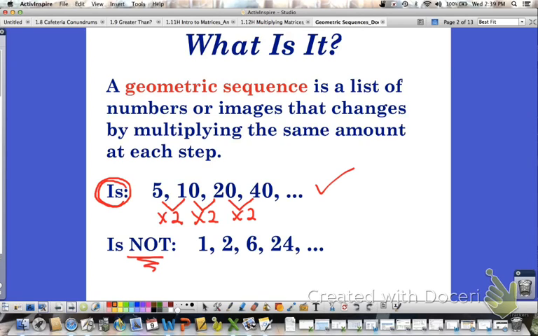The lower one is not a geometric sequence. Whereas the numbers do appear to be growing by multiplication, we're not multiplying by the same amount at each step. So multiplying by 2, then by 3, then by 4, even though that's a pattern in and of itself, it is not a geometric sequence.